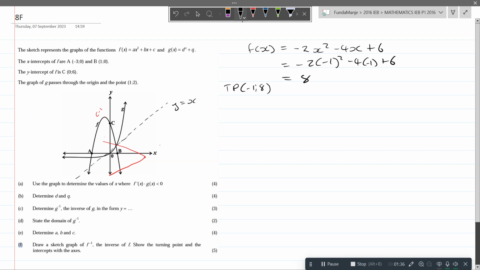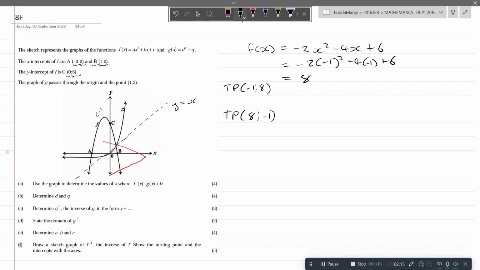But the turning point of the inverse graph will be (8, -1). So we just swap the x with the y because it's being reflected along the line y equals x. So x becomes y and y becomes x. And the other points, we already have them. The y-intercept of c was (0, 6). But now it's going to be (6, 0). Yeah, you're going to have two of them actually, and they're going to be these ones here. The x-intercepts become the y-intercepts, and the y-intercept becomes the x-intercept.